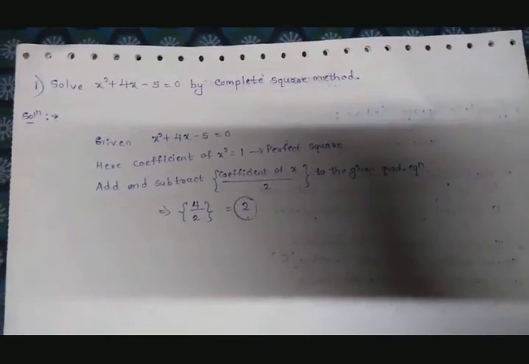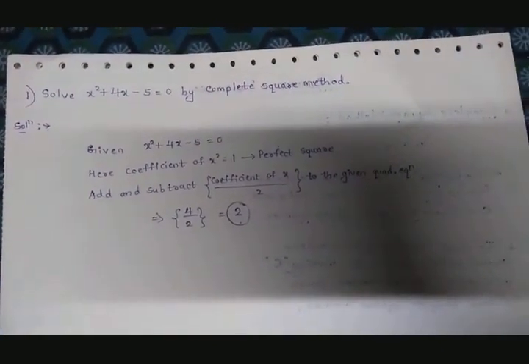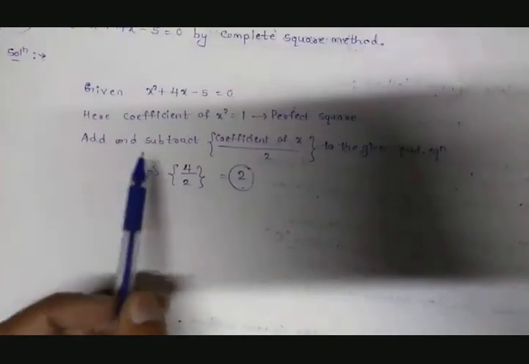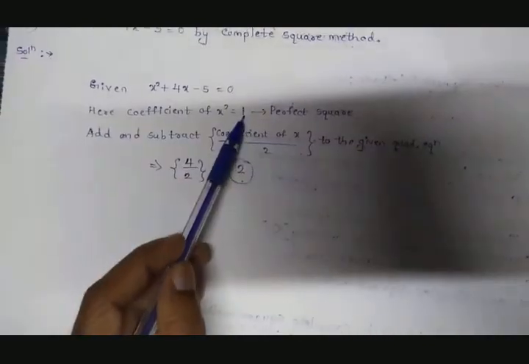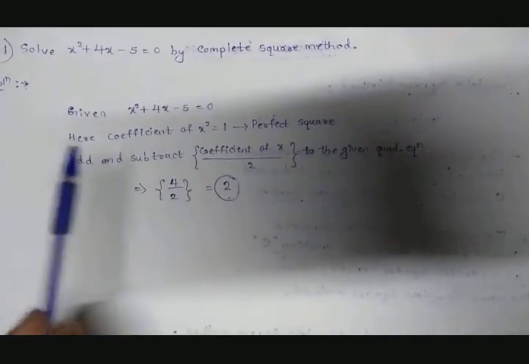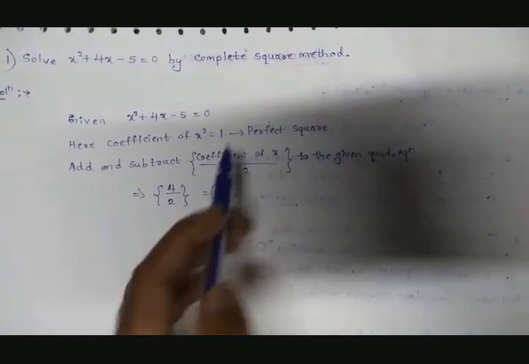Solve x square plus 4x minus 5 equals 0 by complete square method. So first write down whatever they have given, that is x square plus 4x minus 5. Now here the coefficient of x square is 1, so it is a perfect square number. So we shall directly move on to step number 3, that is add and subtract coefficient of x divided by 2 whole square.